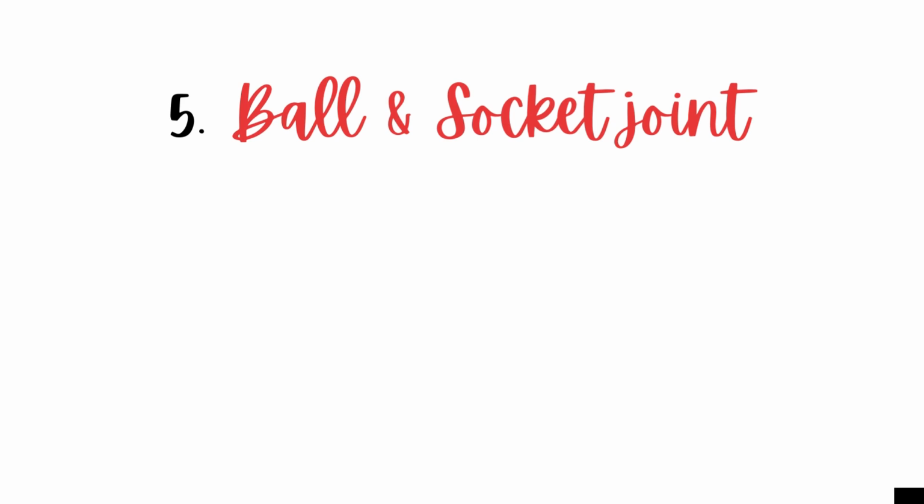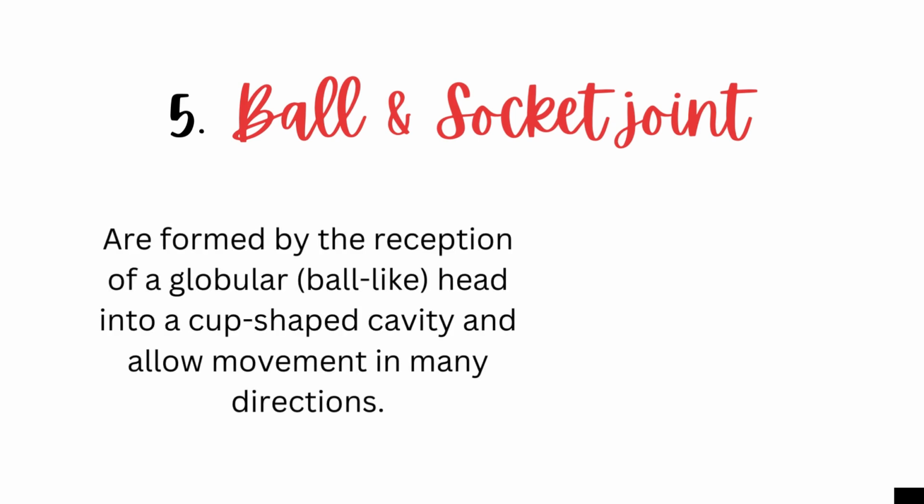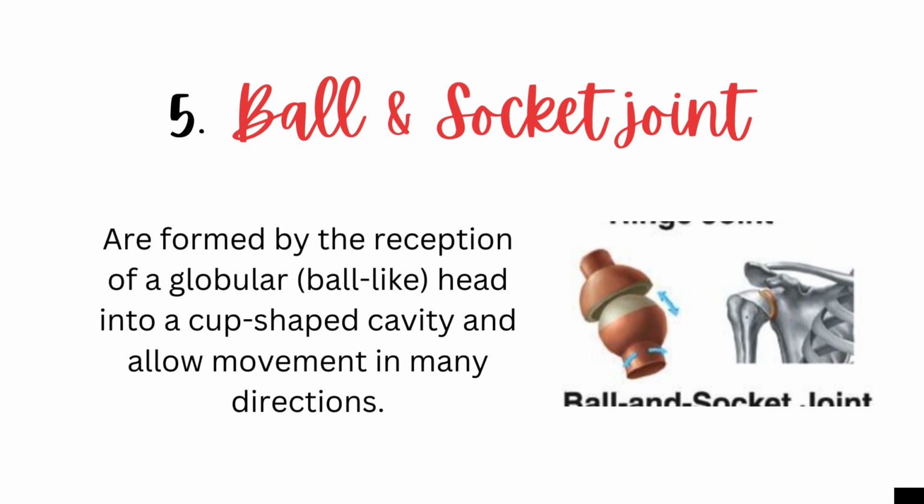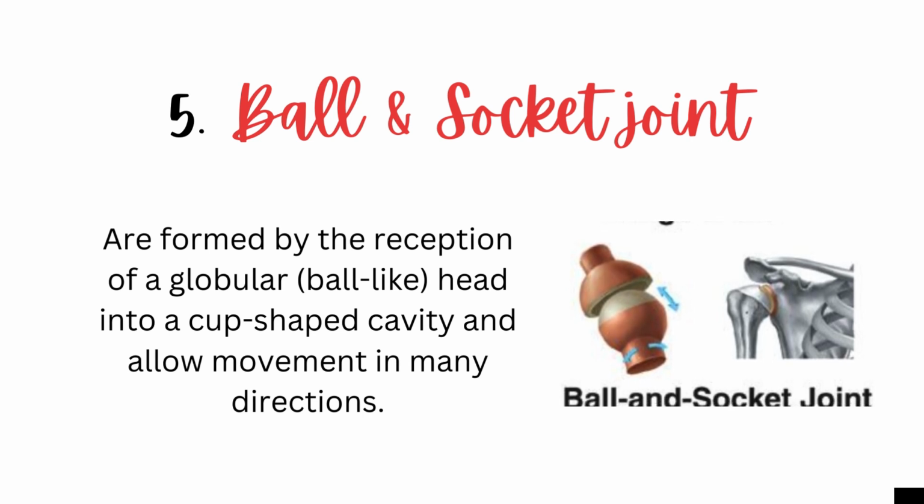Now the fifth one is the ball and socket joint, which is a very visible joint that we all can feel and see. It is formed where the globular, ball-like head of one bone fits into the cup-shaped cavity of another, allowing movement in many directions. The ball and socket joint is the most mobile joint of the body. At the shoulder you can do flexion, extension, abduction, adduction, circumduction, and rotation, so all the movements are seen here. Examples include the shoulder joint and the hip joint.